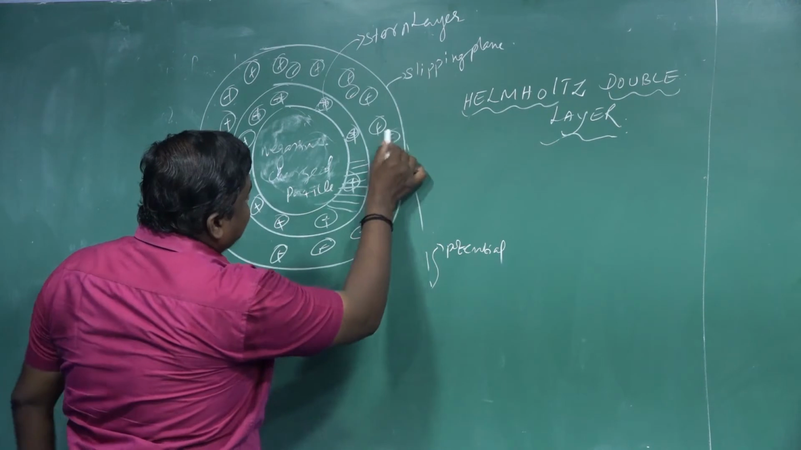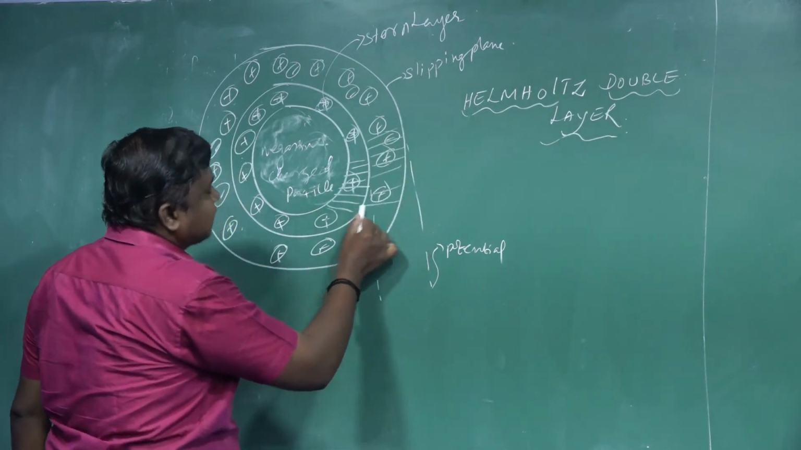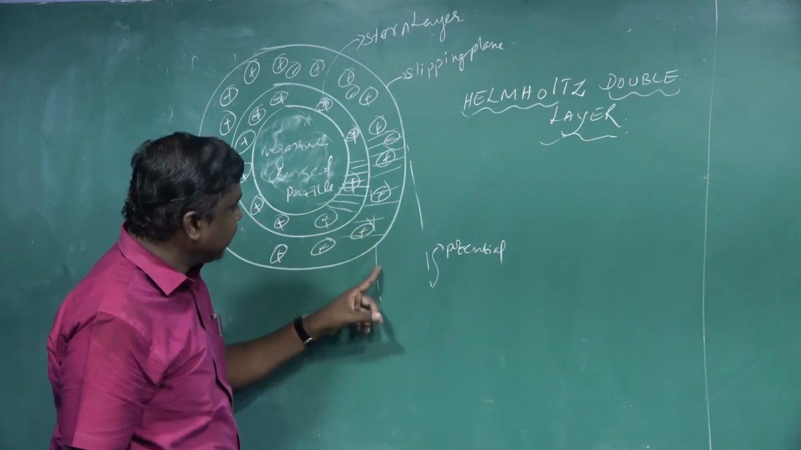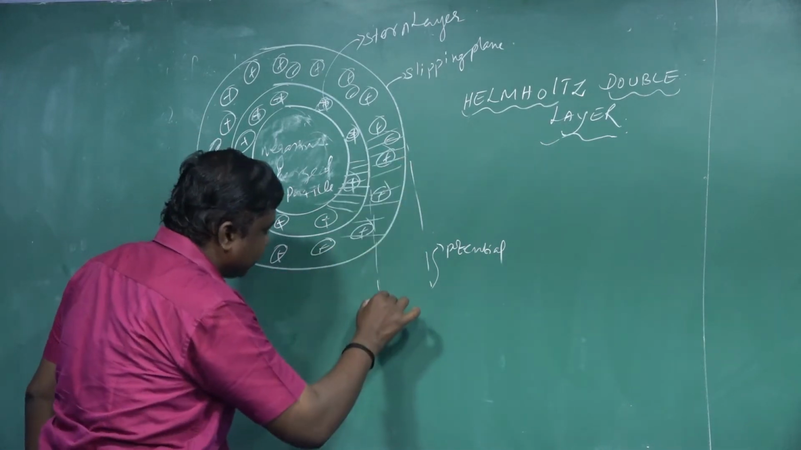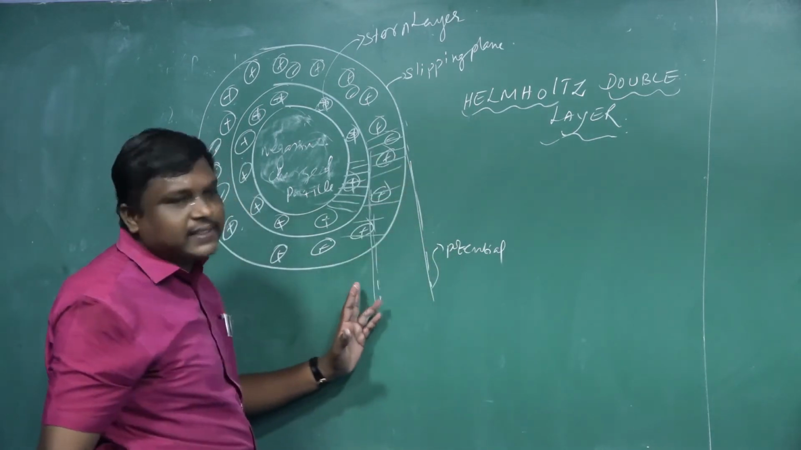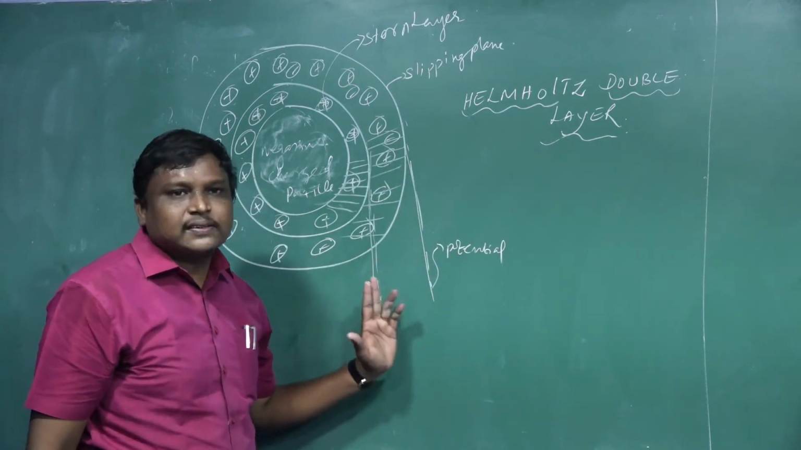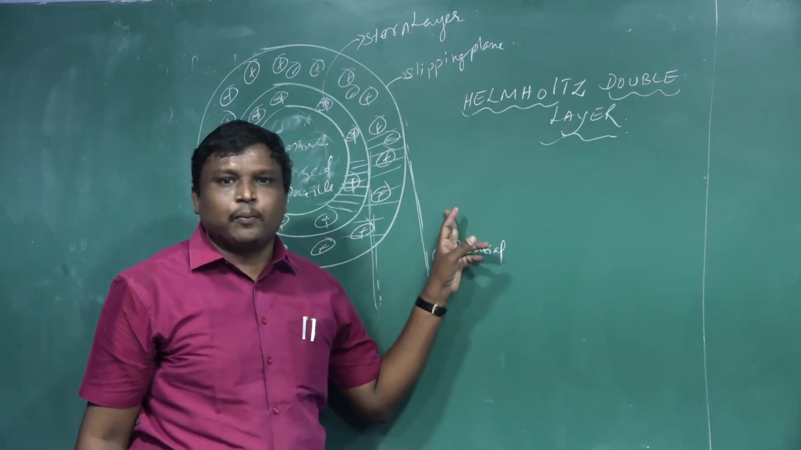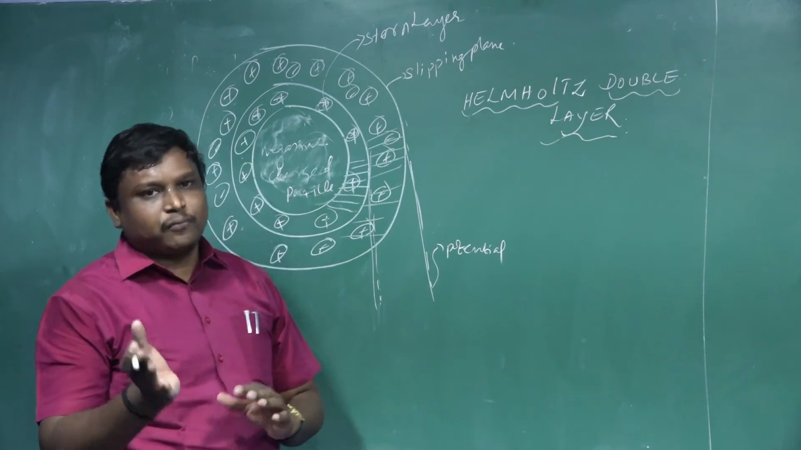Second one, this is another one of the layers. So this is one layer, and this is another layer. This is a potential difference. This is called the Helmholtz double layer.